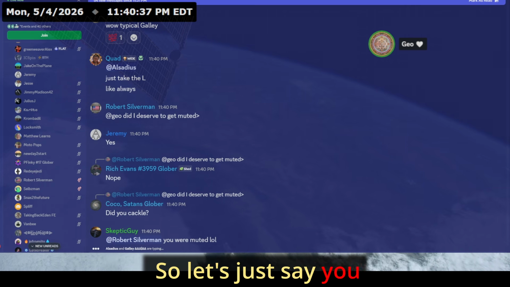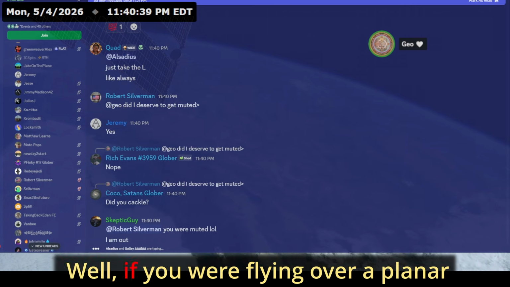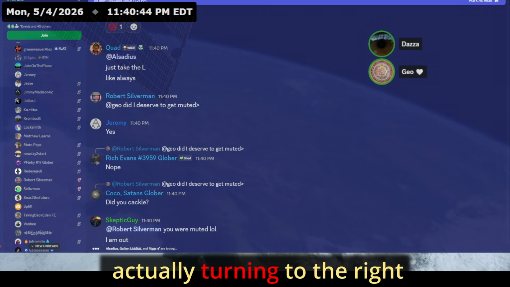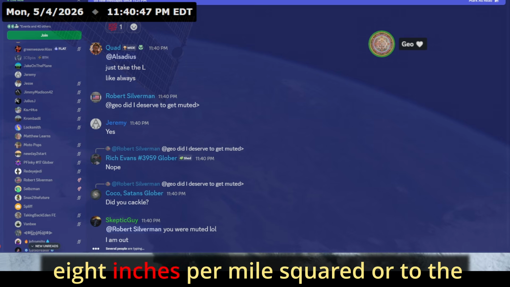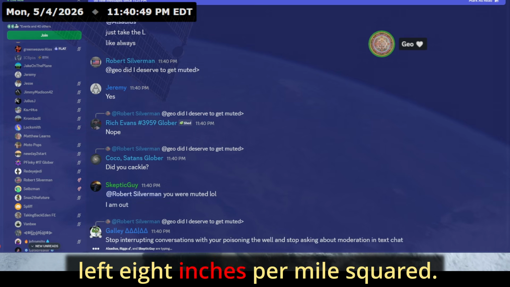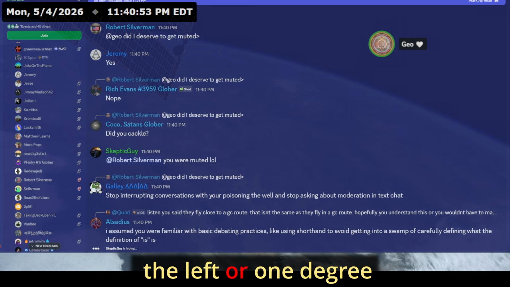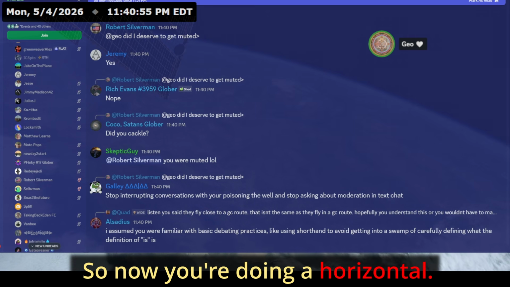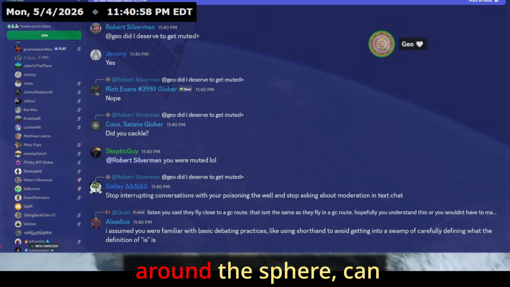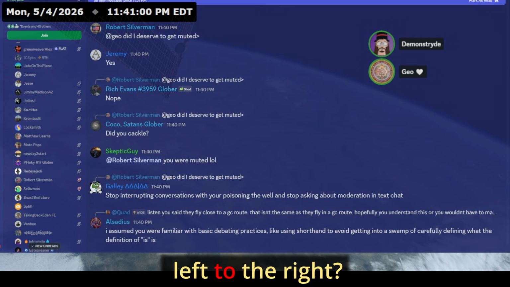But okay, so let's just say you can't tell the tilt thing. Well, if you were flying over a planar surface and you were actually turning to the right 8 inches per mile squared or to the left 8 inches per mile squared, so now it's 1 degree every 69 miles to the left or to the right. So now you're doing a horizontal tilt. If you can't tell that you're tilting around the sphere, can you tell that you're tilting left to right?